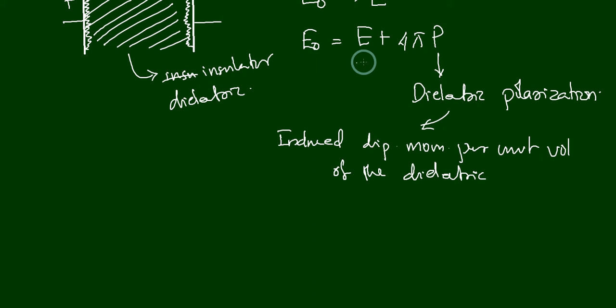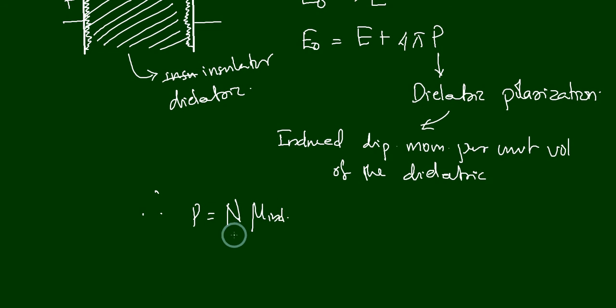Therefore E0 is equal to E plus 4 pi P, where P is the dielectric polarization. You know what this dielectric polarization is, okay? We already said that the dielectric polarization is the induced dipole moment per unit volume of the dielectric. So we can write P is equal to n into mu induced.